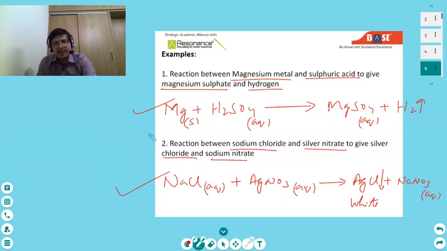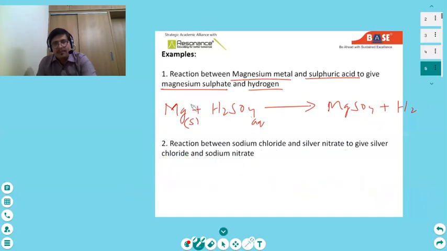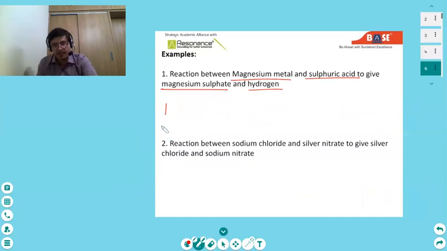Before moving to next, let me give you a couple of examples so that you can solve it. Now, can you write a reaction between glucose in the presence of oxygen to give water and carbon dioxide? Glucose in the presence of oxygen to give carbon dioxide and water. Which reaction is this, by the way? Photosynthesis. That's right. So this is nothing but photosynthesis.